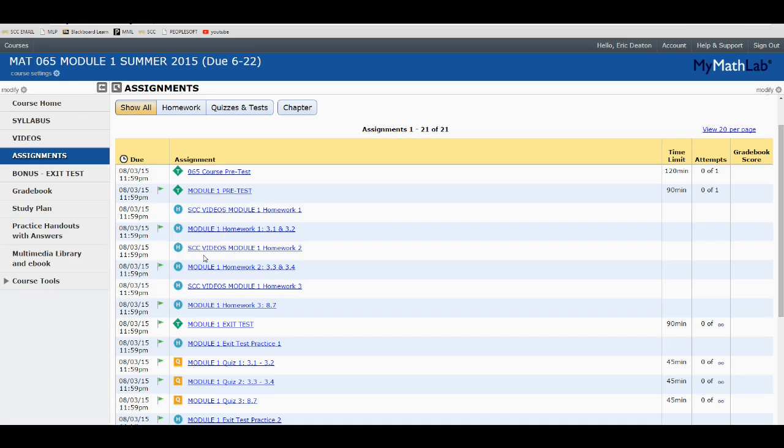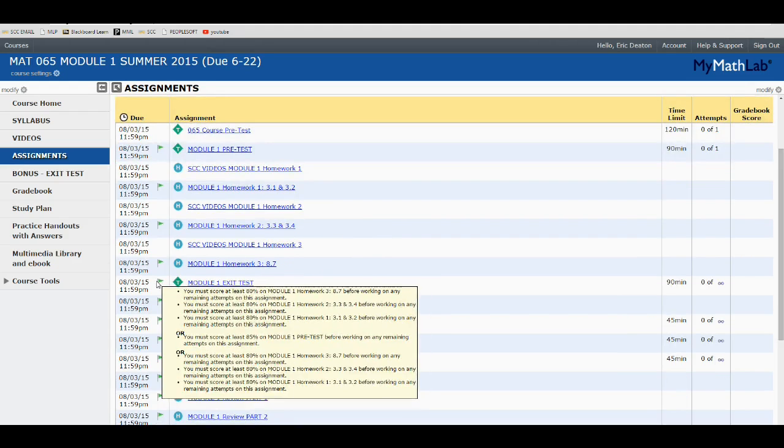Now, each homework assignment, if you look at these flags, it's going to tell you that you can't do homework 1 until you do the pretest, and you can't do homework 2 until you make at least an 80 on homework 1. So that's what those flags mean. They're telling you what you've got to do before you can actually access the homework assignment. So each homework assignment requires at least an 80% to gain access to the next homework assignment.